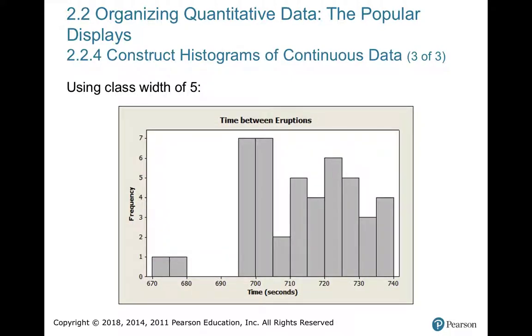Here is using that class width of 5. So on the frequency distribution, it looked a little overwhelming having that many classes. On the graph, it's not that bad, but then it just really becomes more of a preference again of which graph you would prefer.